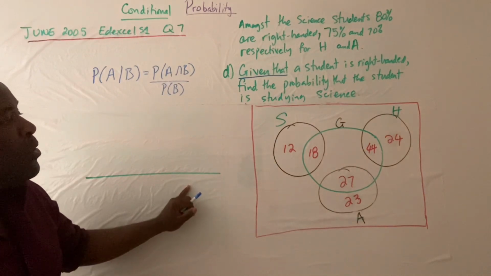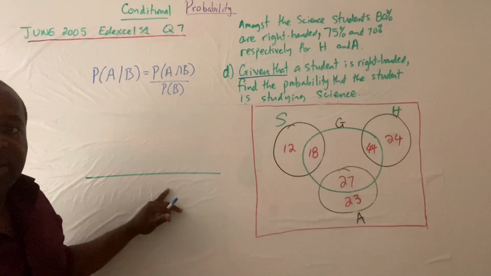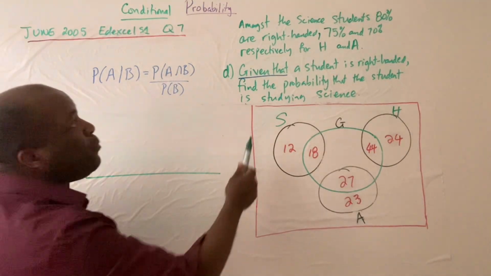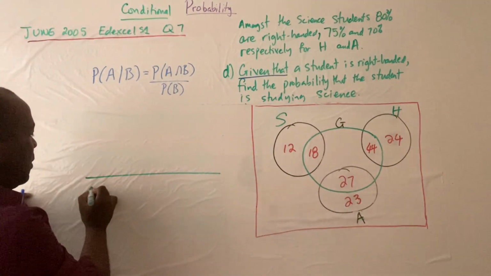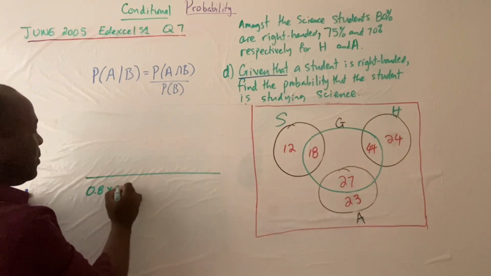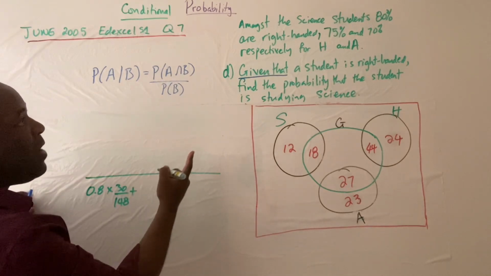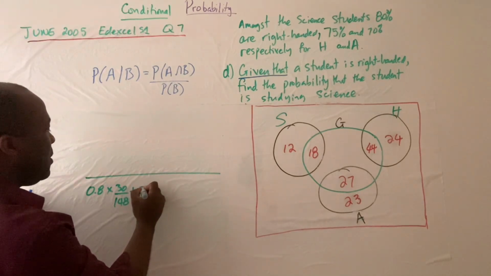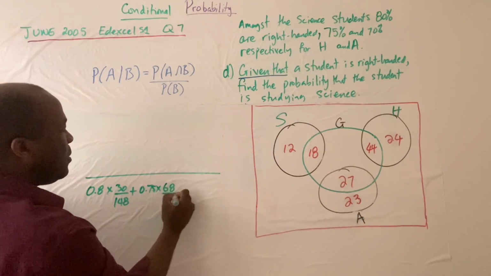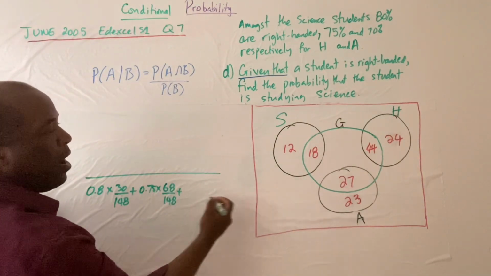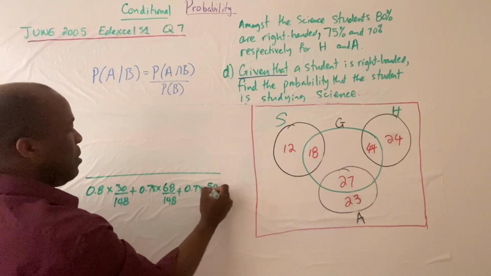So in the denominator, we want to list out the probability of having selected a right-handed student. What does that mean? From previous exposition, we know that 80% of the science students are right-handed. So that's 0.8 times 30 out of 148, and then 75% for humanities, 0.75 times 68 out of 148, plus then for arts 0.7 times 50 out of 148.